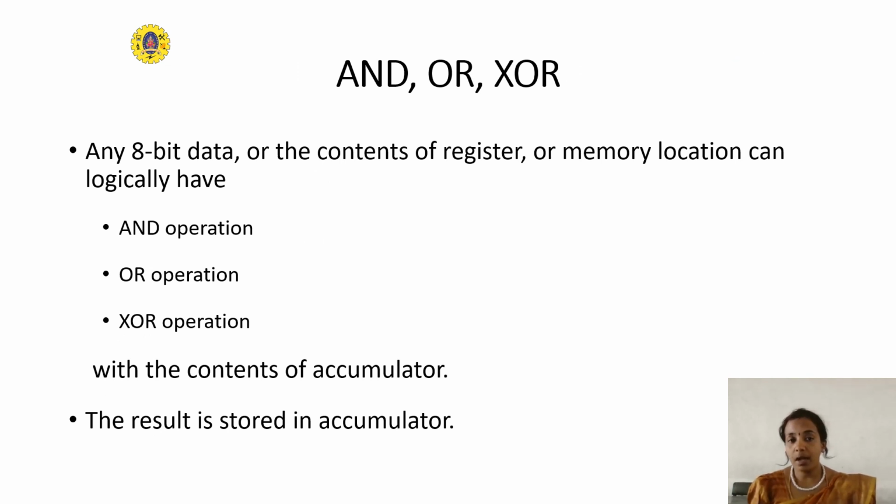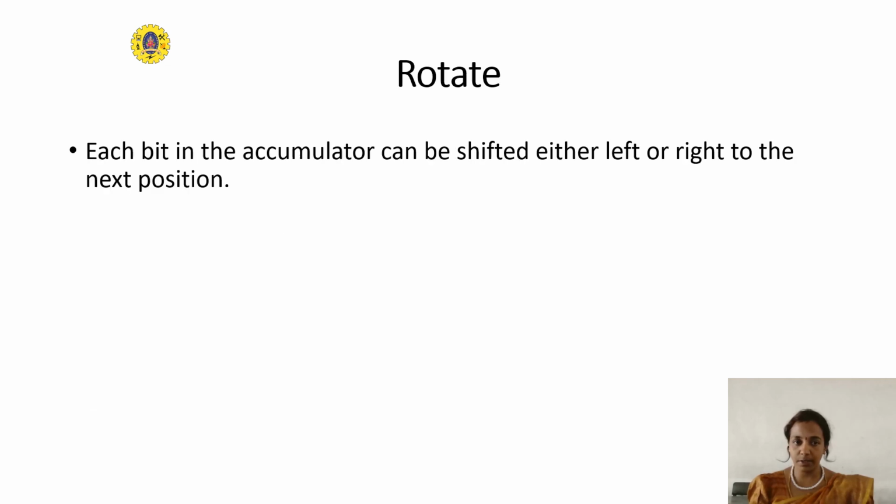So we perform AND operation, OR operation, and XOR operation. The AND operation will be performed between the contents of the accumulator and the contents of a register. Likewise, the OR operation would also be performed between the accumulator and the contents of a register, memory location, or even register pairs. These operations are performed along with the accumulator, and the result will be stored in the accumulator itself.